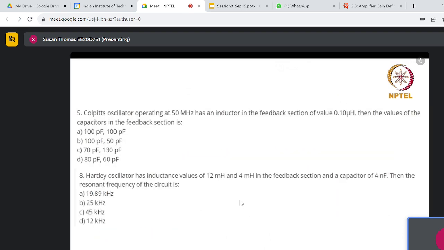So there is one question I would request you to try. Hartley oscillator. Because we have already done a question on Colpitts, you can try this out. A Hartley oscillator has the L1 and L2 values. Instead of having C1, C2, L, a Hartley oscillator will have L1, L2, C. So you are given all these L1, L2, C values. Can you find the resonant frequency F naught?